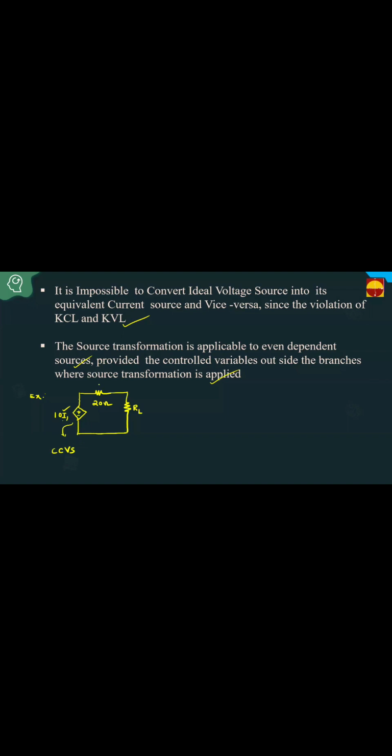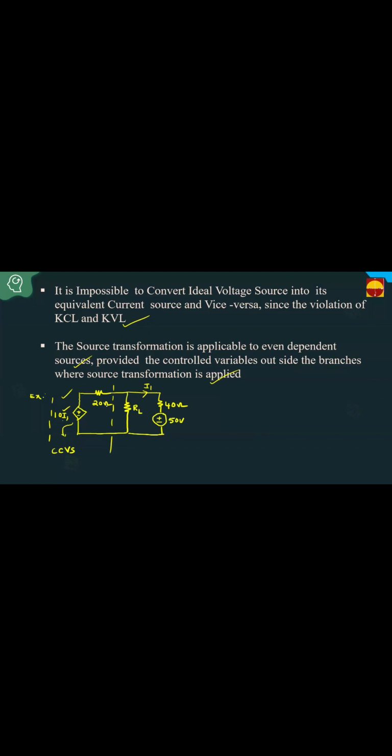Here I am applying the source transformation to this I1. This I1 is not present in this branch. Where we are applying the source transformation, it will not be present in that branch. It must be outside of this branch. Let I1 be present here, as the control parameter. Let this be 40 ohms, and let this be 50 volts. This is the independent source, 50 volts. Then we can apply source transformation for this one, because the control variable is outside the branch where source transformation is applied.